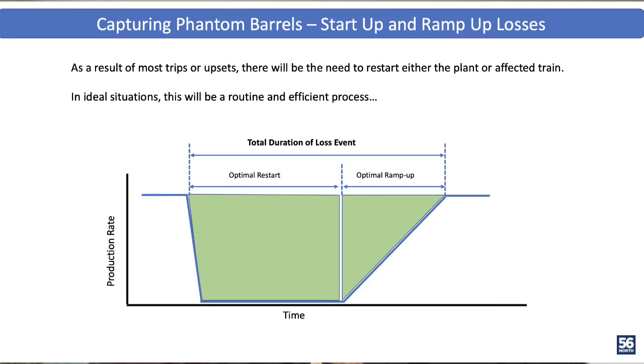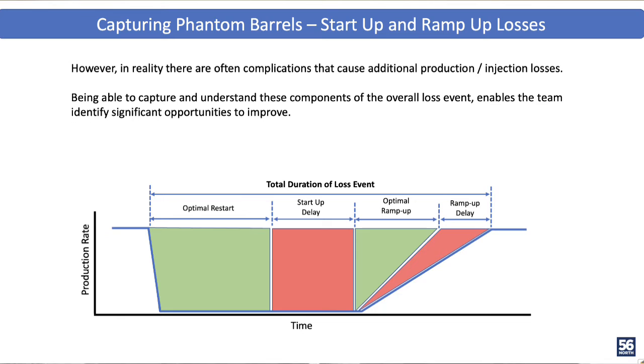What you can see from the first slide, typically there is an optimal restart process. So you've had your initial trip, everything gets stabilized and sorted out, restart the process, hopefully a fairly quick and efficient operation. However, it doesn't always work that way. What we typically see is you have that trip, you've got the actual loss event itself, but on the back of that, there are then typically delays in starting up and ultimately delays in ramping back up to full production. And being able to separate out those startup delays and indeed the ramp up delays gives you a great deal of focus and greater opportunity to improve.